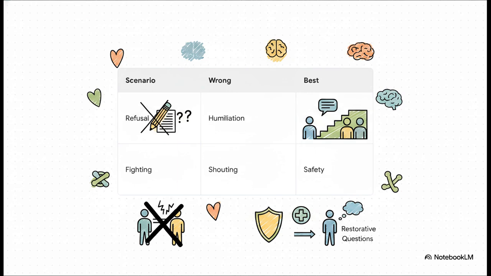Let's actually apply this to some real-world scenarios, because it changes everything. When a student refuses to work, the instinctual, but wrong, response is public humiliation. The best response? Scaffold the task or pull them aside for a private talk to uncover exactly where they're stuck. If a fight breaks out, shouting over them is just going to add to the chaos. The best response is to ensure physical safety first, separate them, and then use those restorative questions. Shifting from a knee-jerk instinct to a measured strategy totally changes the outcome of your day.